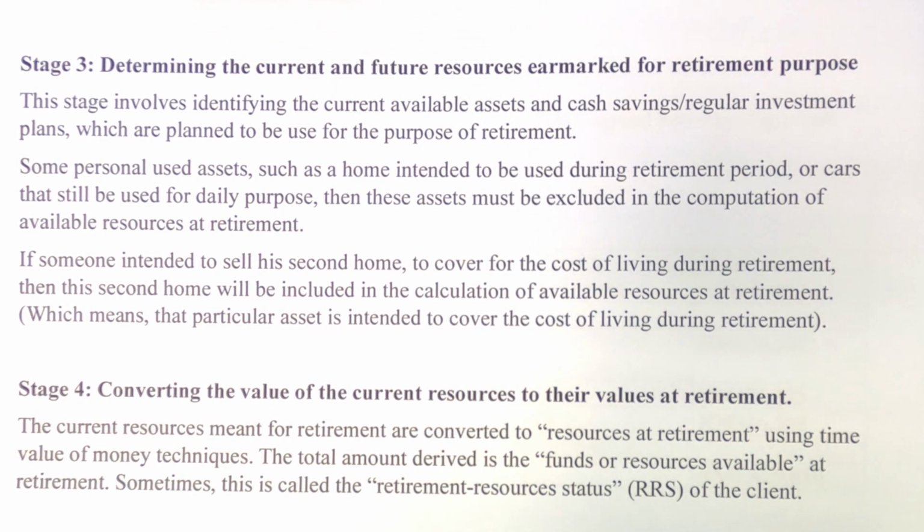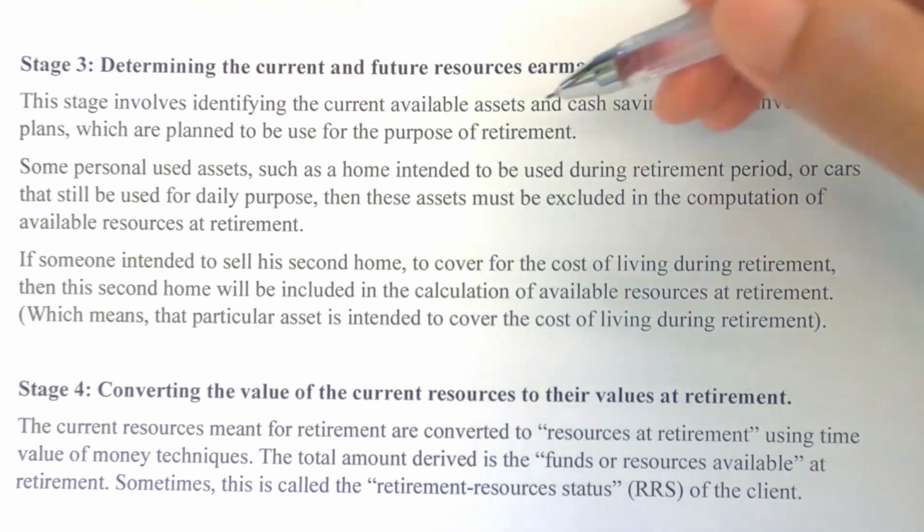In stage 3, we have to determine the current and future resources earmarked for the retirement purpose. In this instance, we have to identify current available assets or savings or investments which are planned to be used for the purpose of retirement.